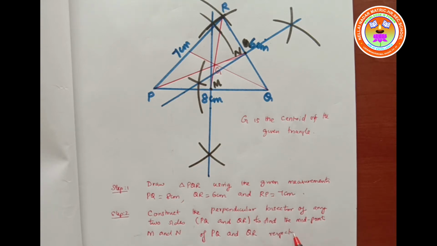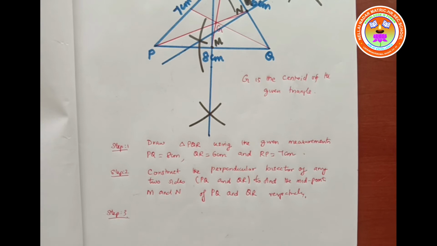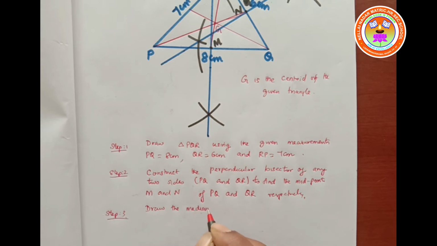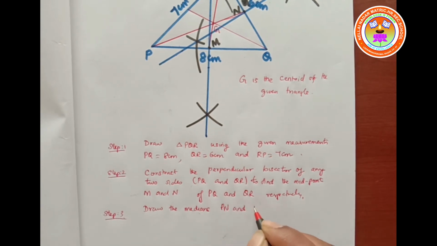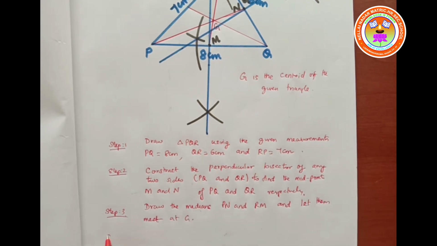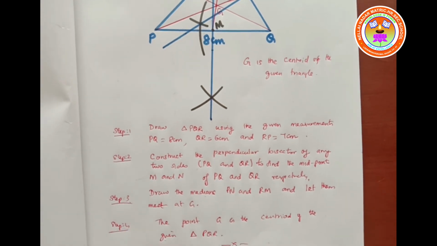Step 3, draw the medians PN and RM and let them meet at G. Step 4, the point G is the centroid of the given triangle PQR. It's clear, children?